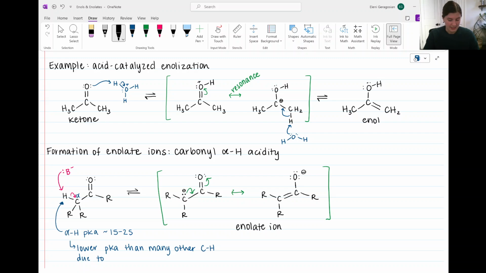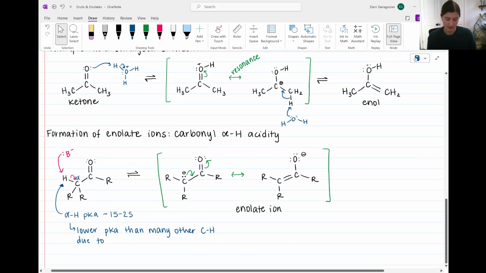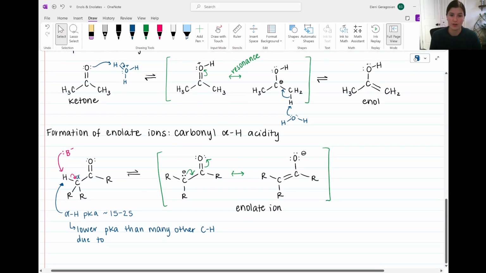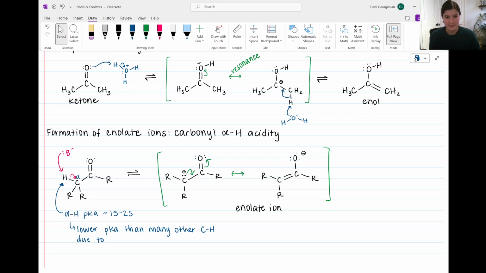So the reason now, going back to that alpha hydrogen, why that alpha hydrogen has a pKa lower than many other hydrogens bonded to carbons, this is due to the resonance stabilization of the conjugate base. And the conjugate base is that enolate ion.